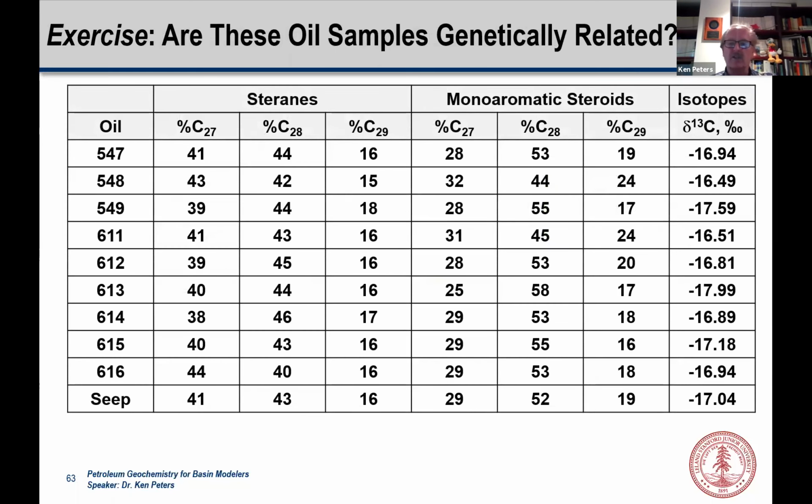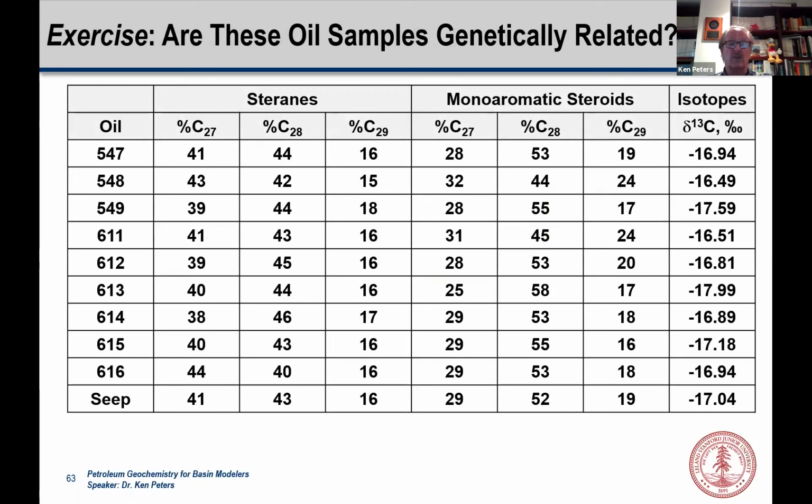So here's an exercise. These are sterane data for a number of oils and a seep sample. The seep sample is pretty heavily biodegraded, but the steranes are not altered. And we also have monoaromatic steroid data, okay? And we also have isotope data.